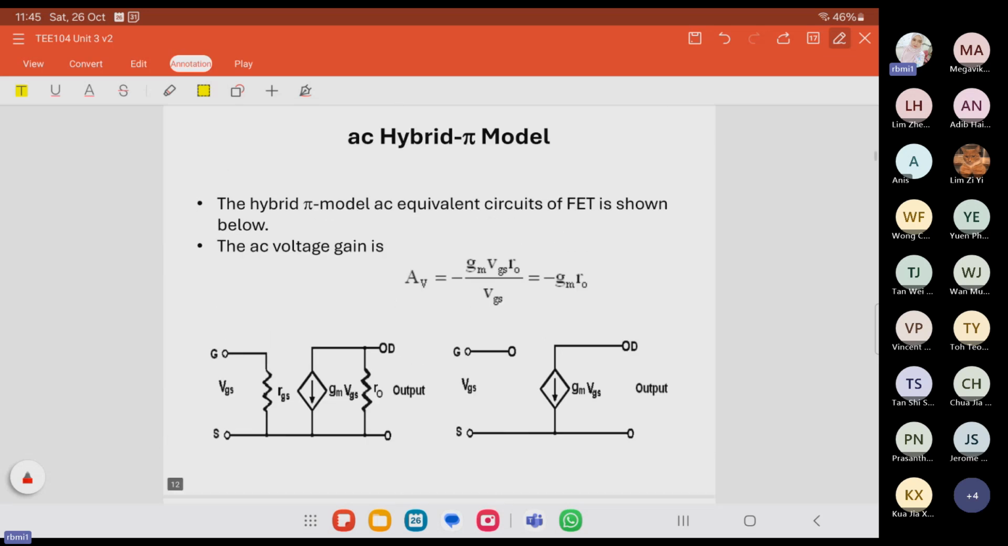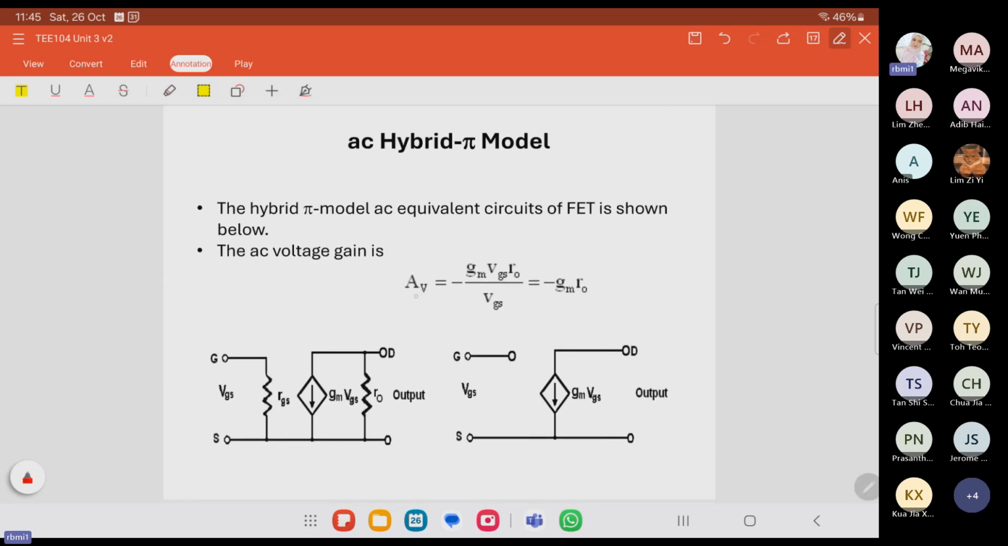This is the AC hybrid pi model, and this is the AC voltage gain. We have the gate, drain, and the common node for the source. This is the hybrid pi model of the FET AC equivalent circuit, and this is the simplified version. From here we know this is the input and this is the output, with the input at this node. V in equals VGS, the same node, because this is V in, plus and minus, so it equals VGS.